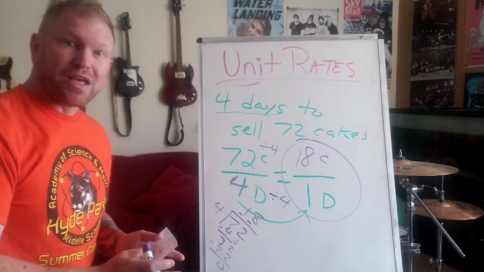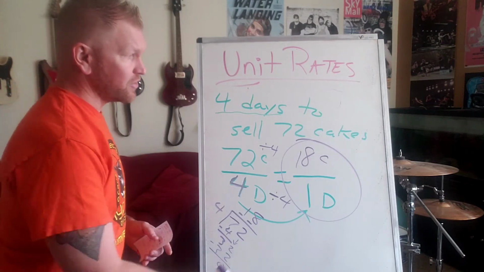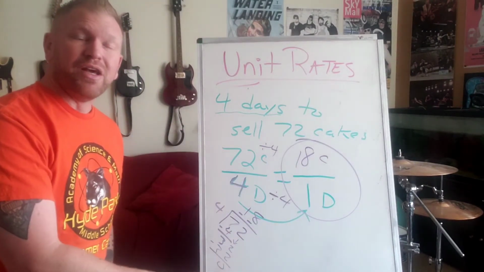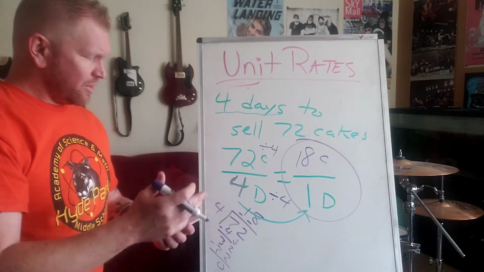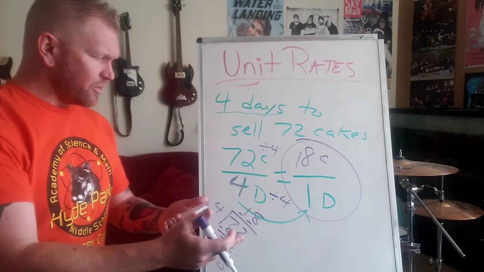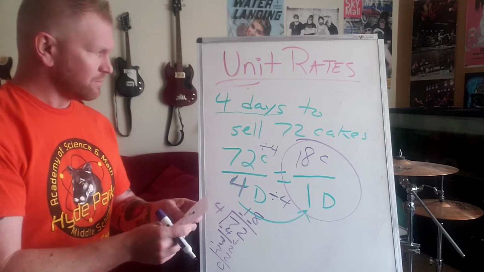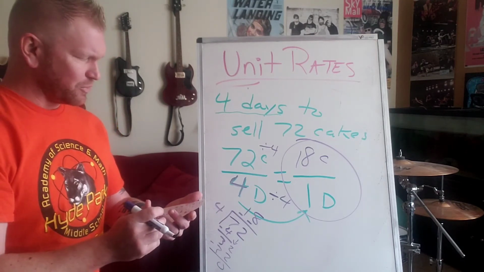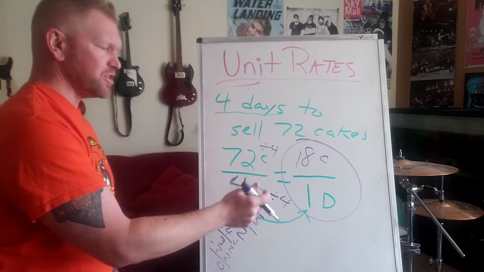So a unit rate is a rate that compares two different units, like cakes and days are two different units, and you make the denominator 1 to find out how much per. What did we do? We did per mile. That first example was per mile. The next example we did was per ticket. This one is per day.